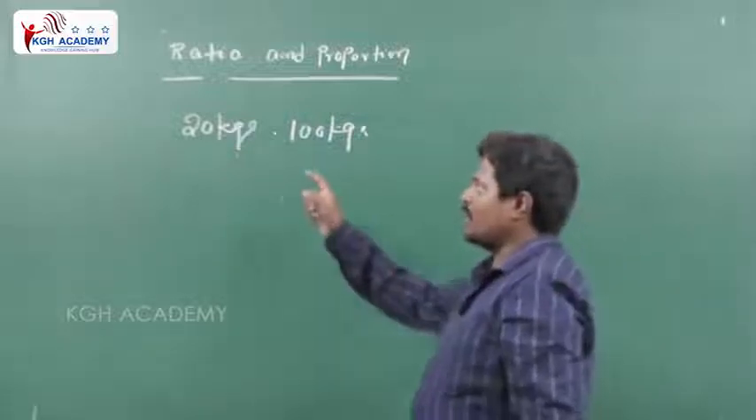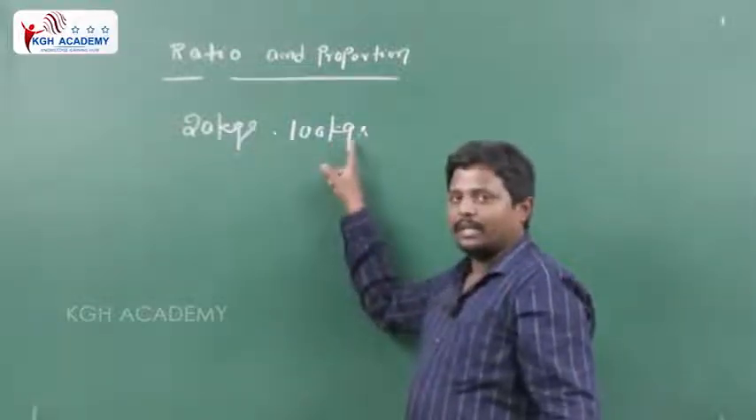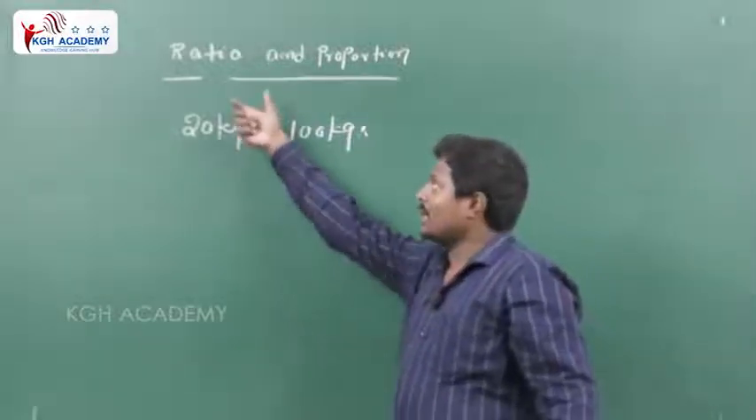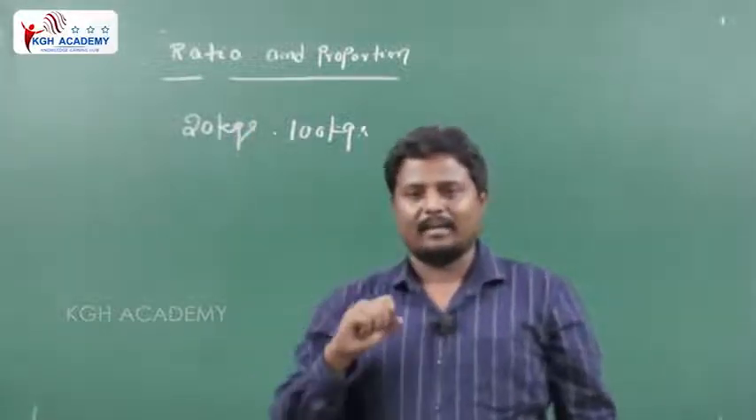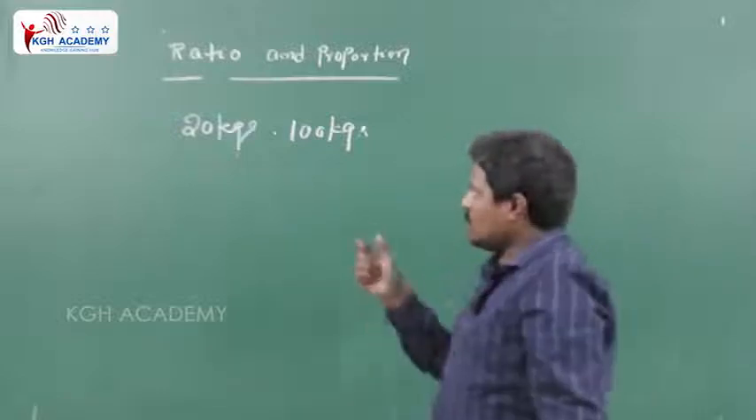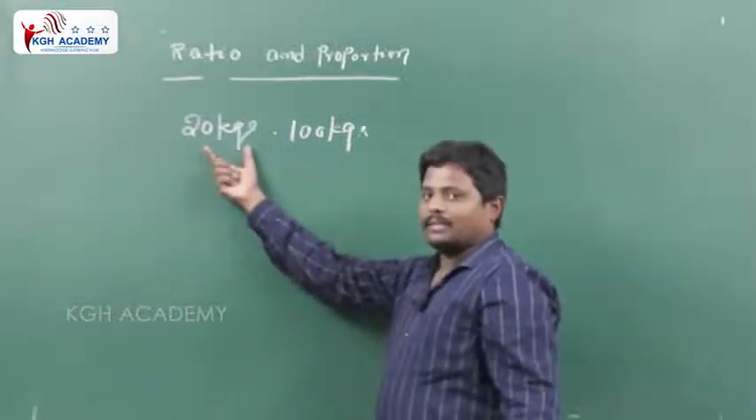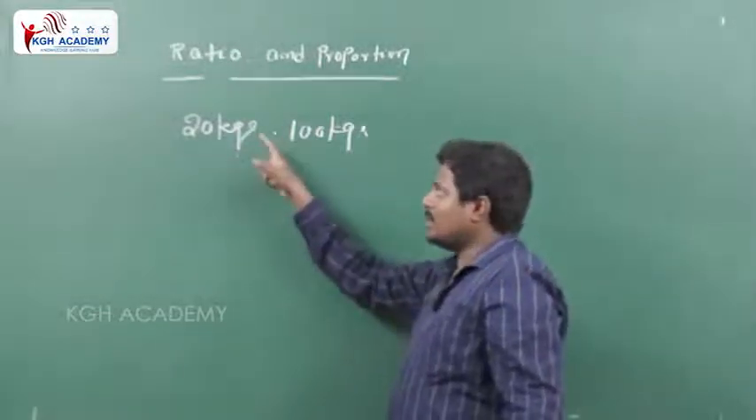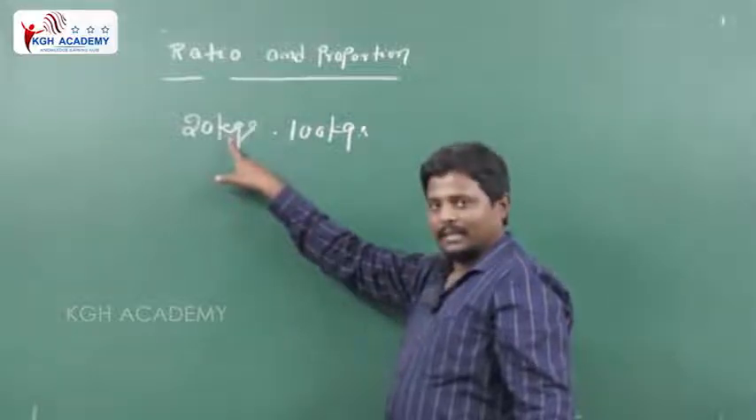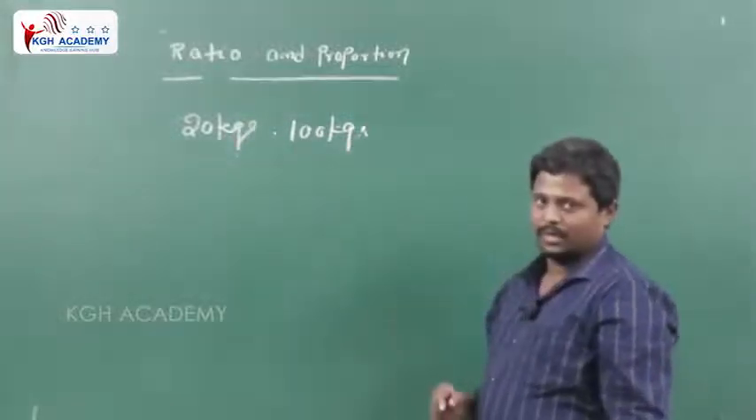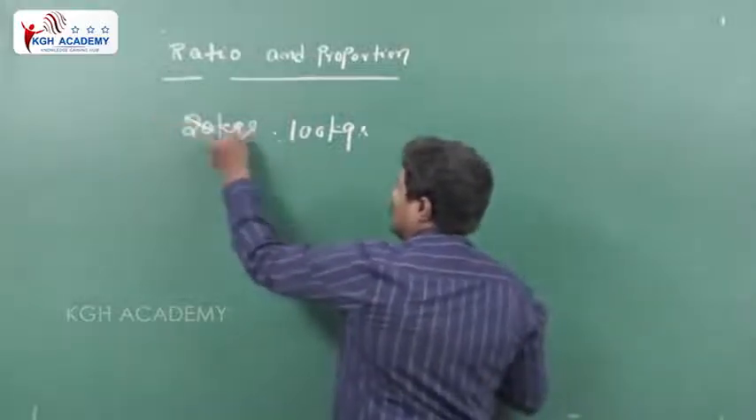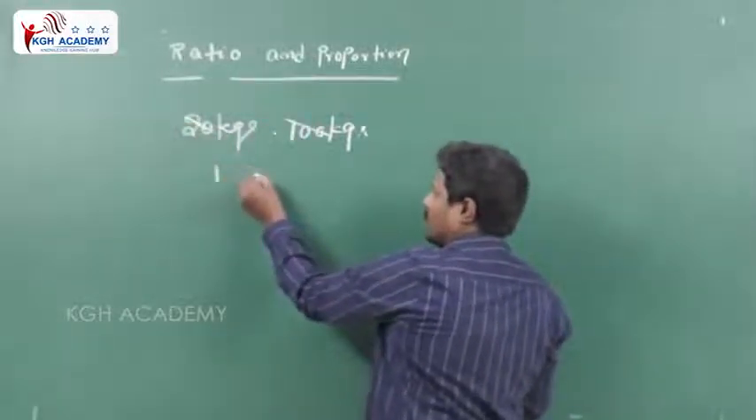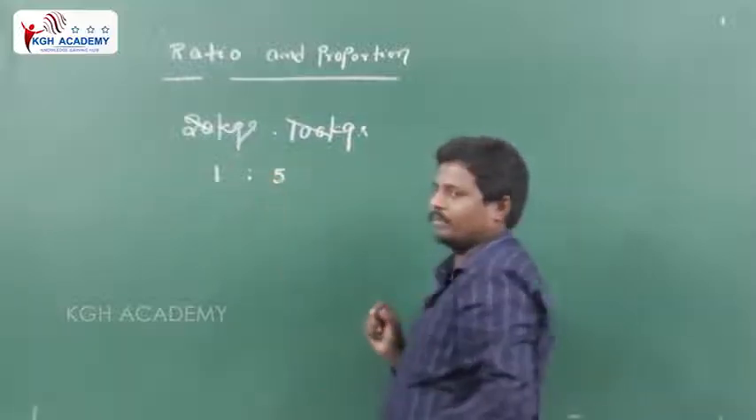If you compare any two numbers, the two numbers must be of the same kind. That is the main important part. This is the ratio definition. The first number is 20 kgs and the other is 100 kgs. If this one is in kgs, the second one must be in kgs only. So 20 kgs and 100 kgs, what is the ratio? That ratio is nothing but 1:5.